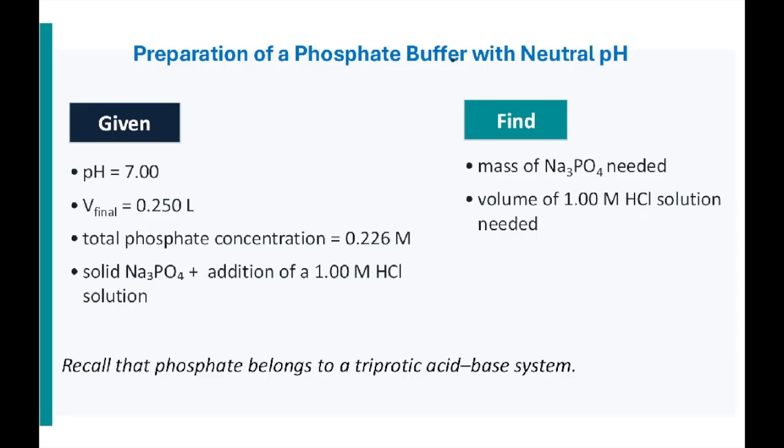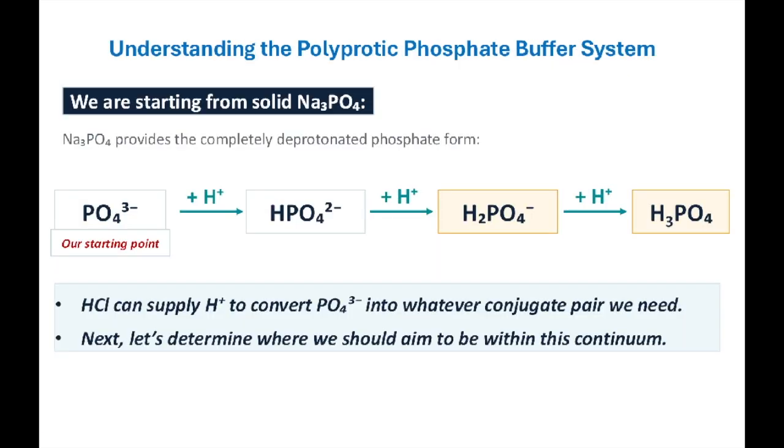Now, it's important to recall that phosphate belongs to a triprotic acid-base system. So this is going to be different from the prior example that we looked at. Now, we refer to the phosphate buffer system as triprotic because although we are starting with phosphate itself, we could add either 1 proton, 2 protons, or 3 protons to derive the acid-base species that we need.